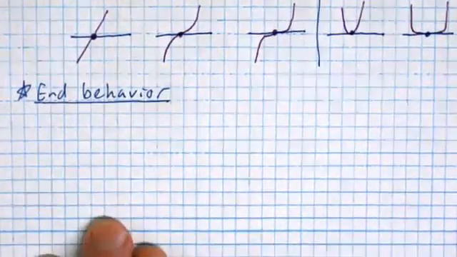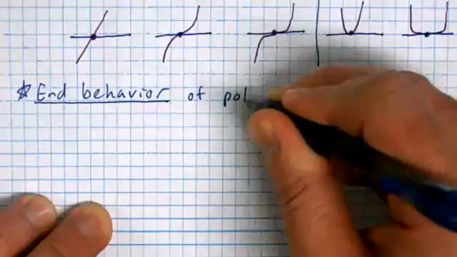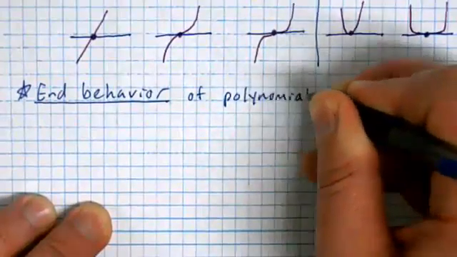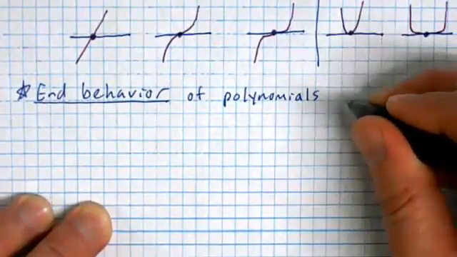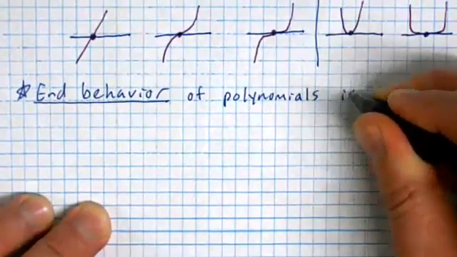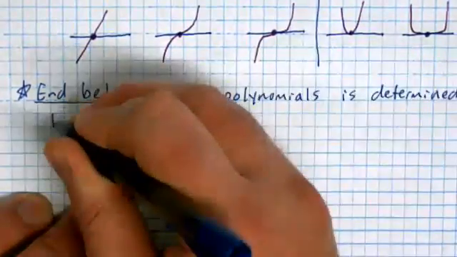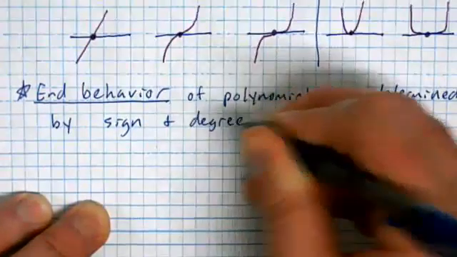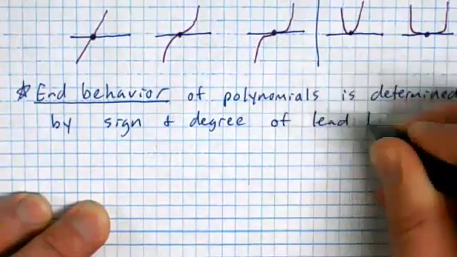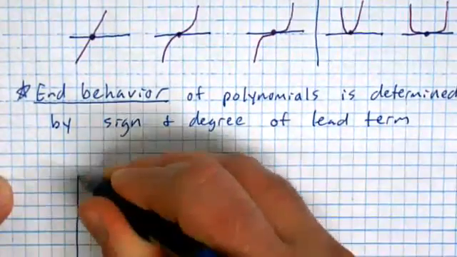We're just going to talk about what end behavior looks like and the fact that end behavior for polynomials is specific, not the same for every function, and is determined by the sign and degree of the lead term. I'm going to make a little table for this.